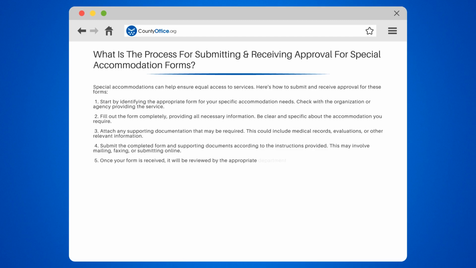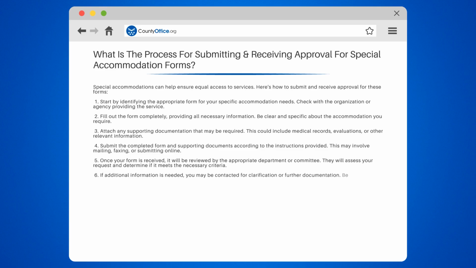5. Once your form is received, it will be reviewed by the appropriate department or committee. They will assess your request and determine if it meets the necessary criteria. 6. If additional information is needed, you may be contacted for clarification or further documentation. Be prompt in providing any requested materials.